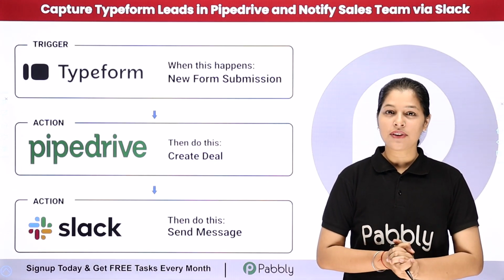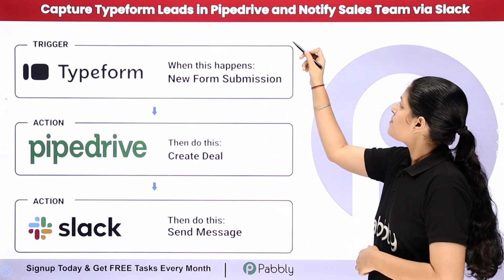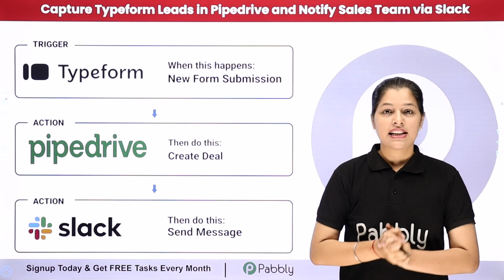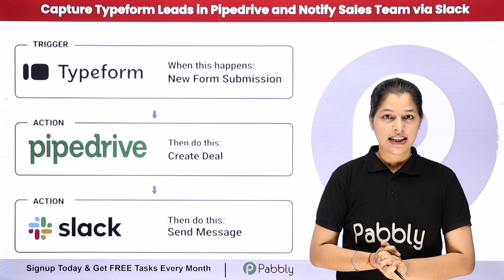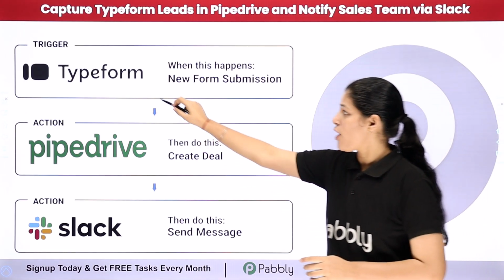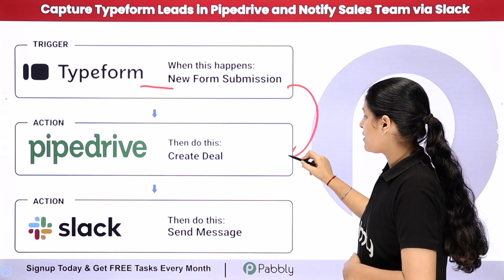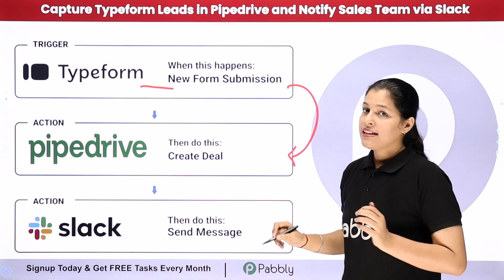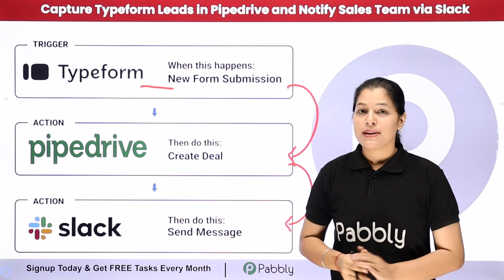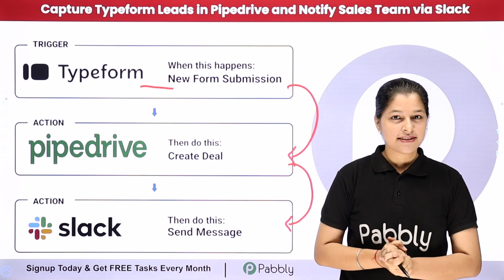So in this video we are going to learn how to capture Typeform leads in Pipedrive and notify the sales team by Slack, and we are going to build this automation by using Pabbly Connect. So as you can see, our automation starts with the trigger that is Typeform. As soon as a new form submission is received, a new deal will be created over the Pipedrive and the team will get notification on the Slack. So now let's start building this no coding automation. For that, let's move on towards my screen.